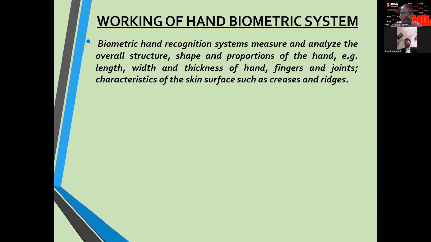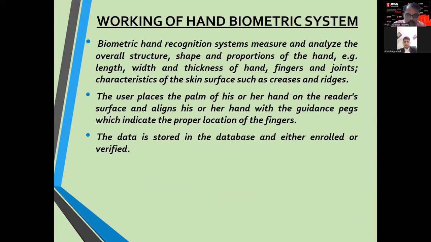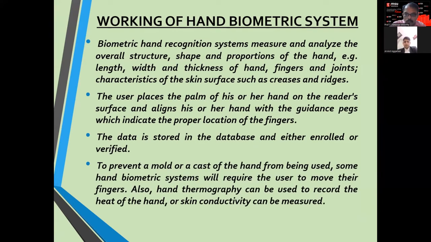The hand biometric system measures and analyzes the overall shape, structure, and proportions of the hand. For example, the length, width, and thickness of the hand, fingers, and joints, and characteristics of the skin surfaces such as creases and ridges. The user places the palm of his or her hand on the reader's surface and aligns the hand with the guidance tags, which indicate the proper location of the fingers. The data is stored in the database and either enrolled or verified.